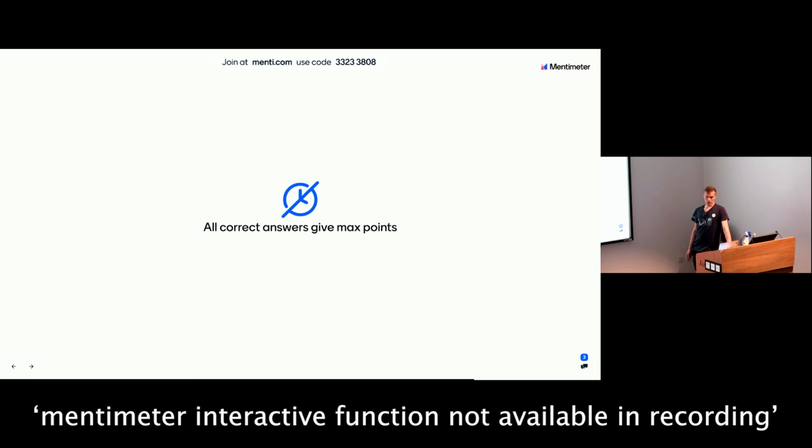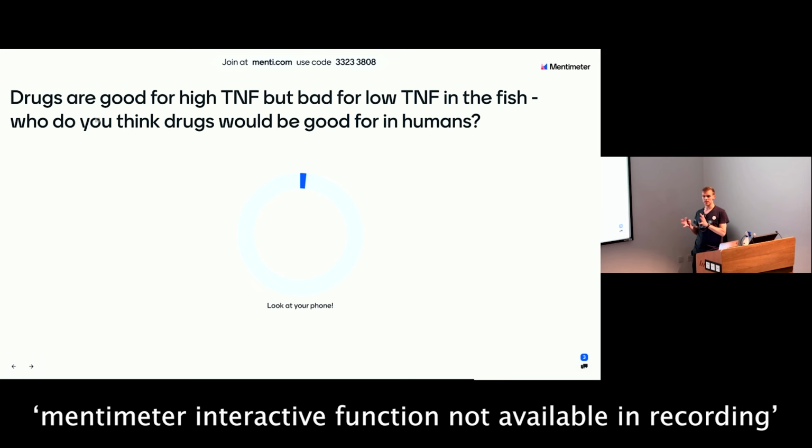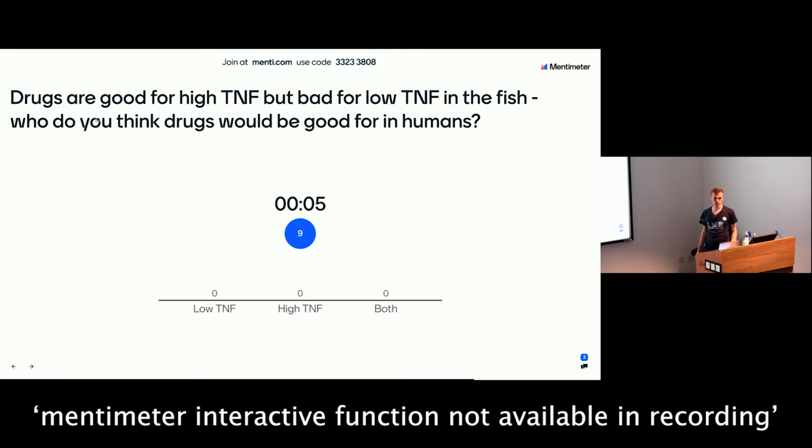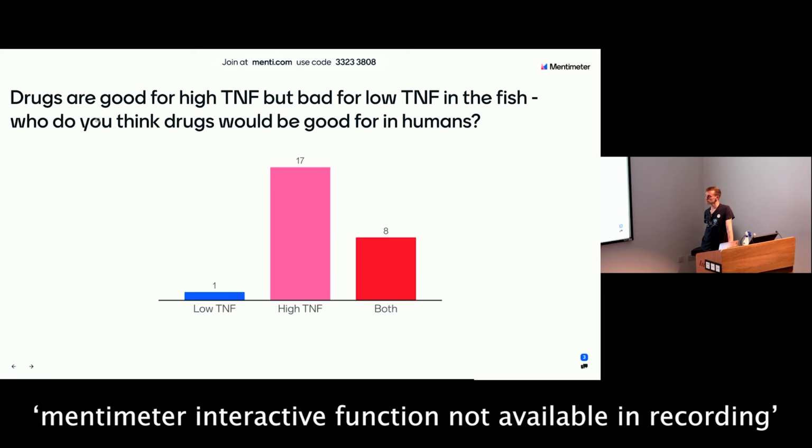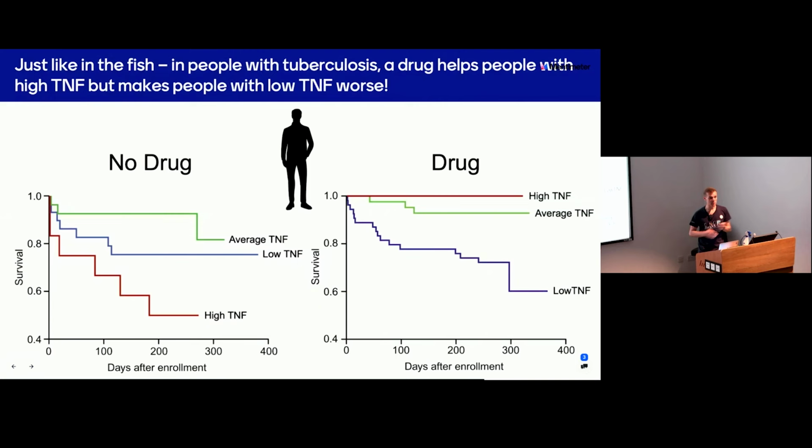All right, so the drug is good for high TNF in the fish and bad for low TNF in the fish. Who do you think the drug would be good for in humans? Low TNF, high TNF, or both? Yeah, you're right. And when we look at the people, that's what we see.